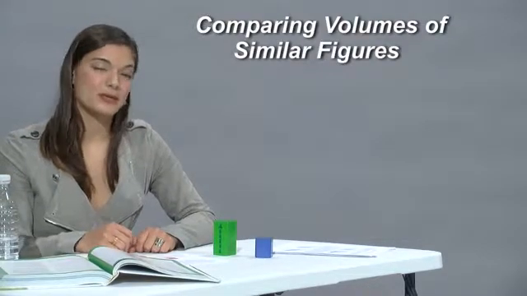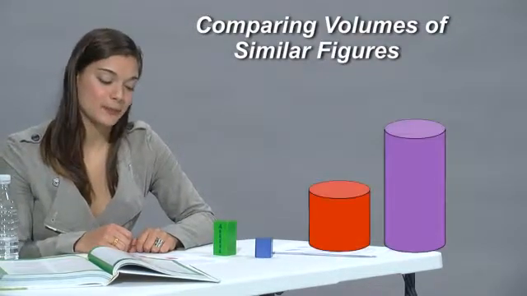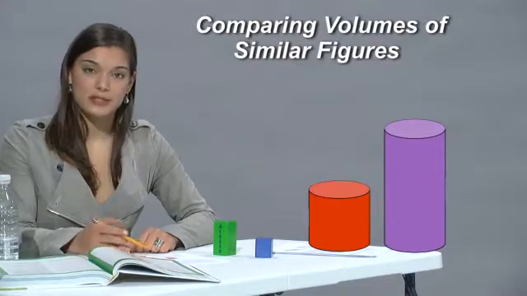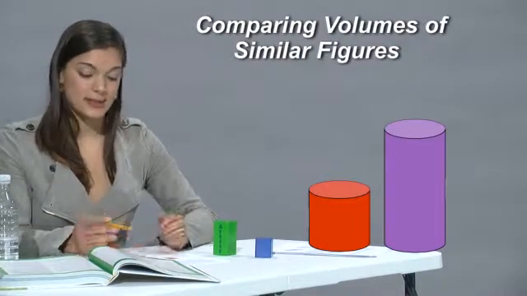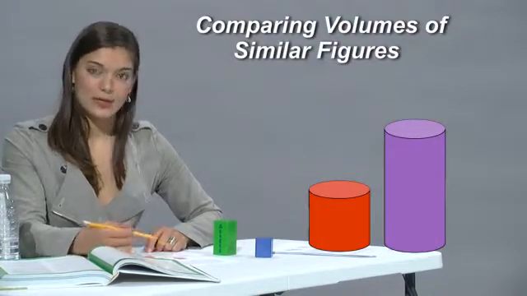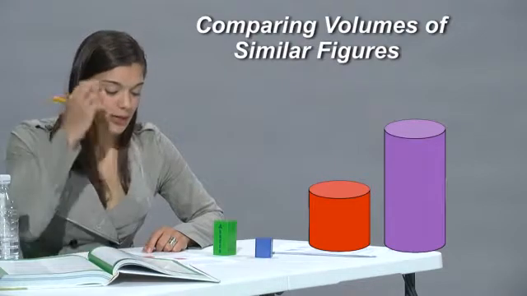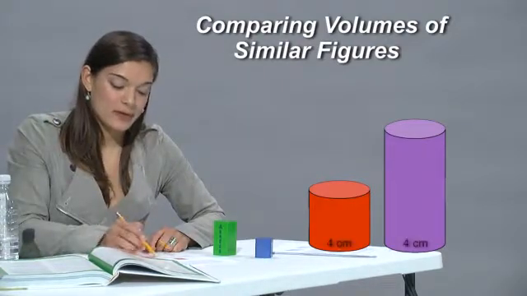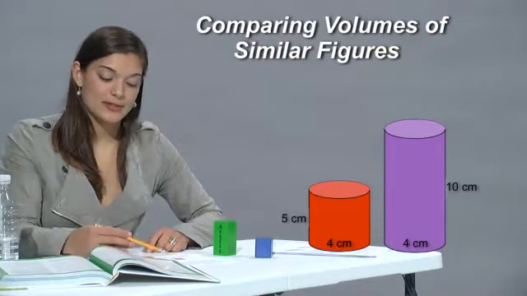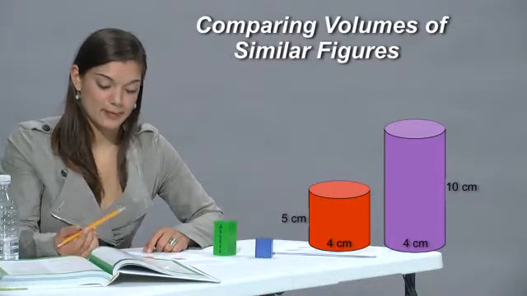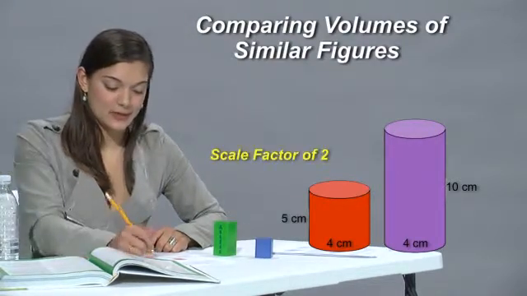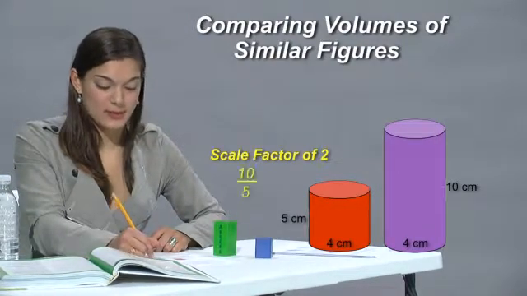But what about if we don't have similar figures? What do we do now? Well, that means that only 1 or 2 of the dimensions changed. So let's look at an example of these two cylinders. We have a red cylinder and a purple cylinder, and they have the same diameter of 4 centimeters, but they have different heights. The red cylinder is only half as tall as the purple one, 5 and 10. Well, that means that we have a scale factor of 2, because 10 divided by 5 is 2.